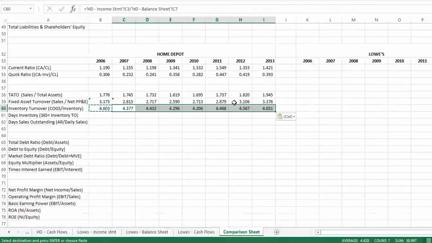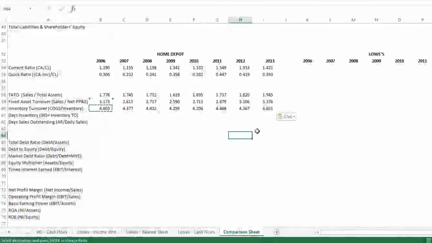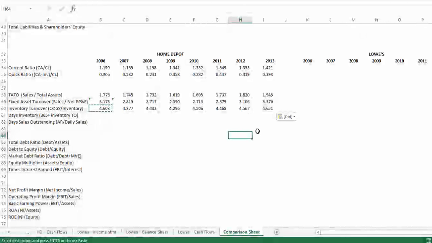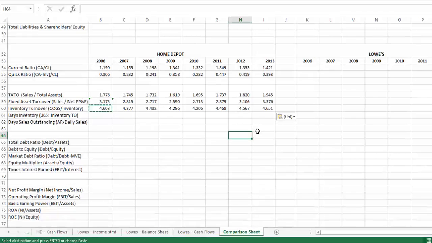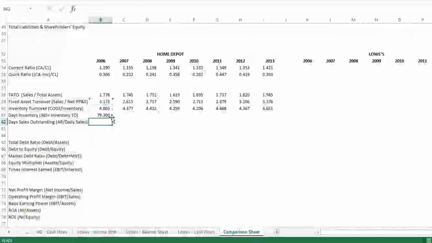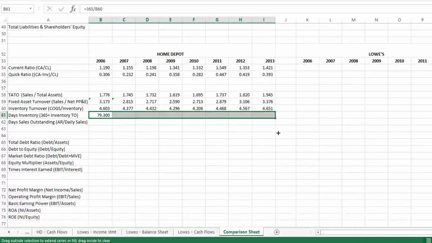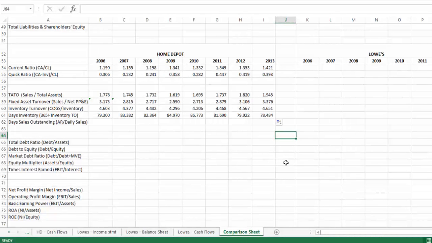And over the course of the 8 years that we have here, that number dipped down during the recession and has climbed back up to a little over 4.6 in the most recent year. That means, real quickly, that Home Depot is going through its inventory about 4.5 times per year. The days inventory is just going to be the 365 divided by the number we just calculated. So that says that basically every 79 days, Home Depot is selling through its entire inventory, and that number isn't a whole lot different in the most recent year.